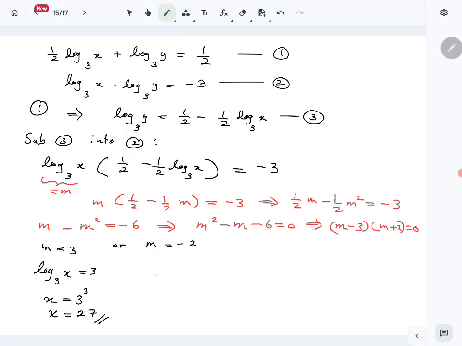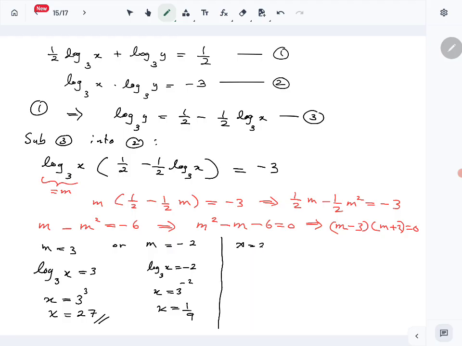And from this one, what do we have? Log 3 x equals minus 2. So x equals 3 to the minus 2, or x equals 1 over 9. So for each case, figure out the y values.